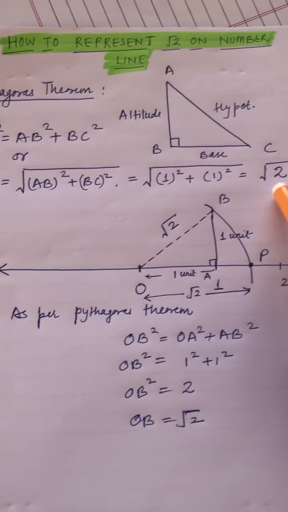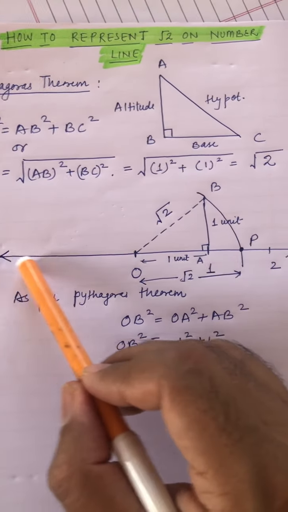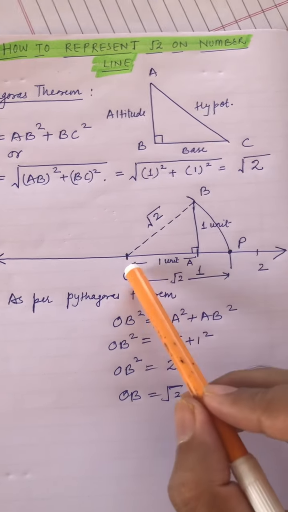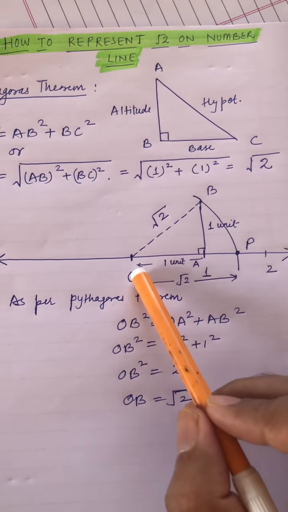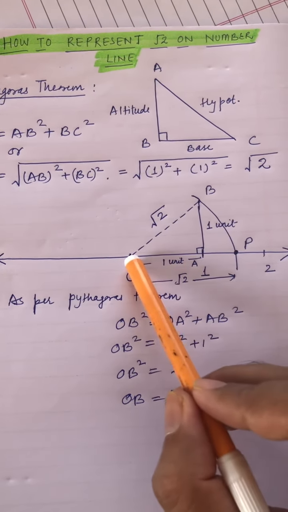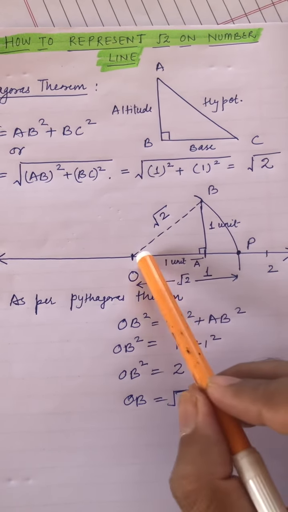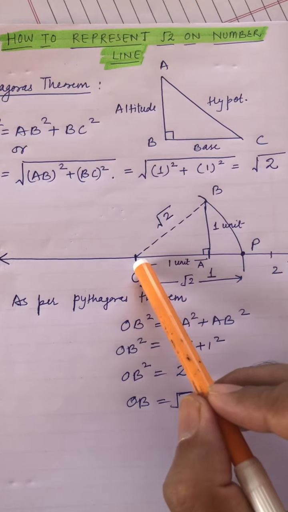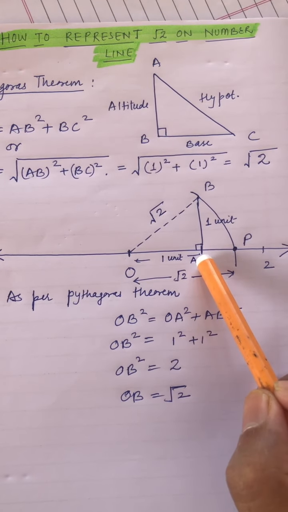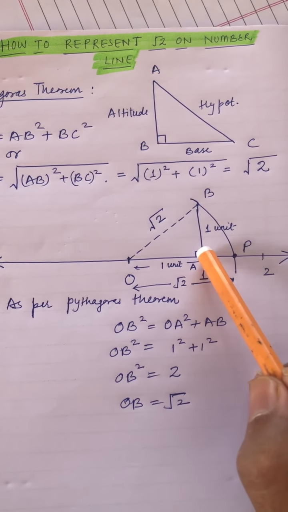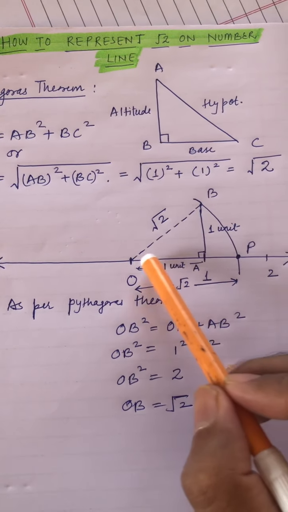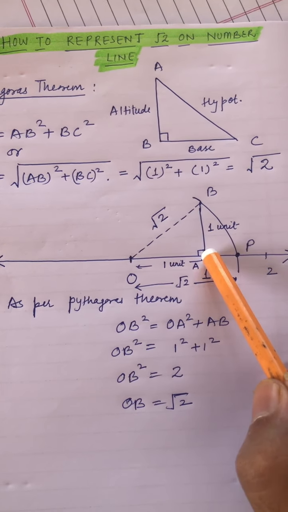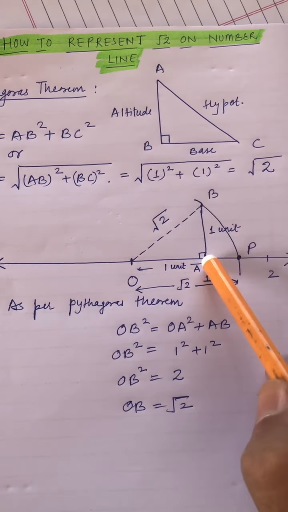So keeping this thing in mind, I will draw a number line. This is a number line, suppose. This is the origin O. So I will mark 1 unit on the number line. It can be 1 centimeter, it can be 1 inch. So you mark 1 inch or 1 centimeter on the number line. So OA length is how much? 1 unit. Now from A, draw perpendicular, because this is the base of the right angle triangle. Draw perpendicular or the altitude.